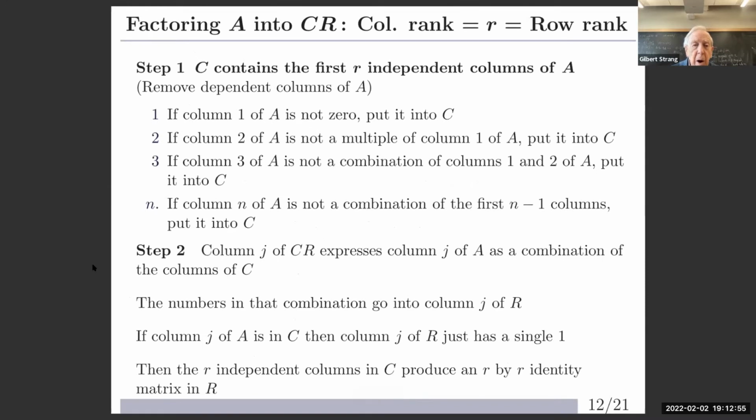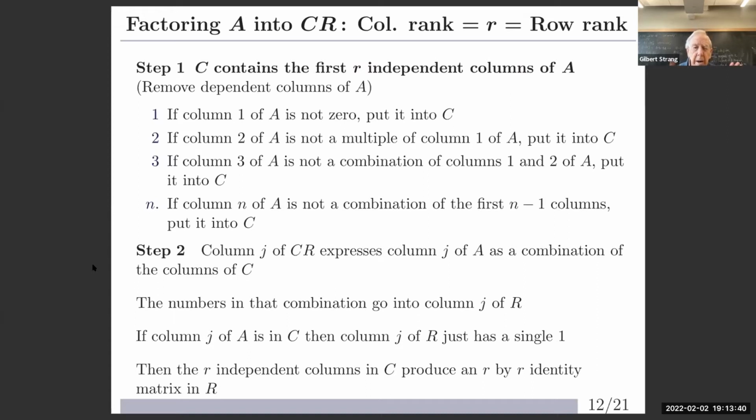We're moving along. Okay, so here's how I find the independent columns. I start with column 1. I put it into the C matrix. C is the matrix of independent columns. And if column 2 is not a multiple of column 1, that column 2 goes into C. If column 3 is not a combination of columns 1 and 2, 3 goes into C, otherwise not. So you just go from left to right, and you end up with the matrix C, the independent column matrix.